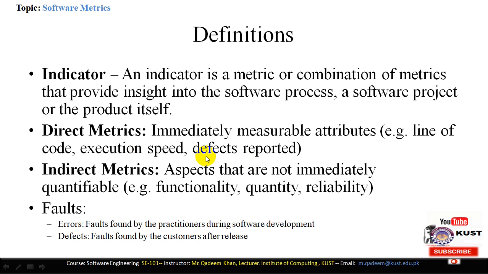So these are called direct measurements. Basically, the direct measurement is in fact obtained from the products. So by executing the product and analyzing the product, we get all such sorts of measurements.